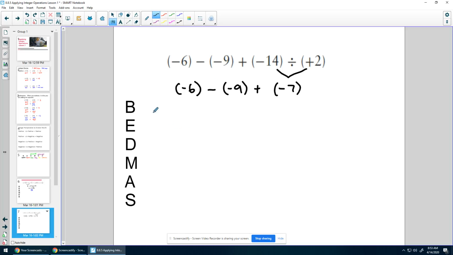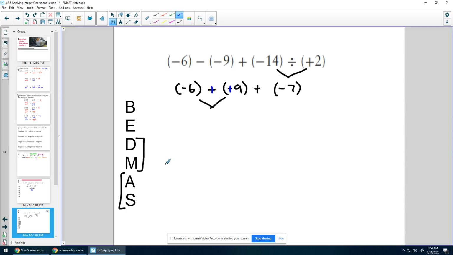Okay, now brackets, no. Exponents, no. Division, no. Multiplication, no. Addition or subtraction, and remember, that is left to right. That is left to right. So do we have subtraction? Yes. So we'll work on those. Negative 6 minus negative 9. Again, when you're subtracting a negative, you're adding the opposite. So now we have negative 6 plus 9.